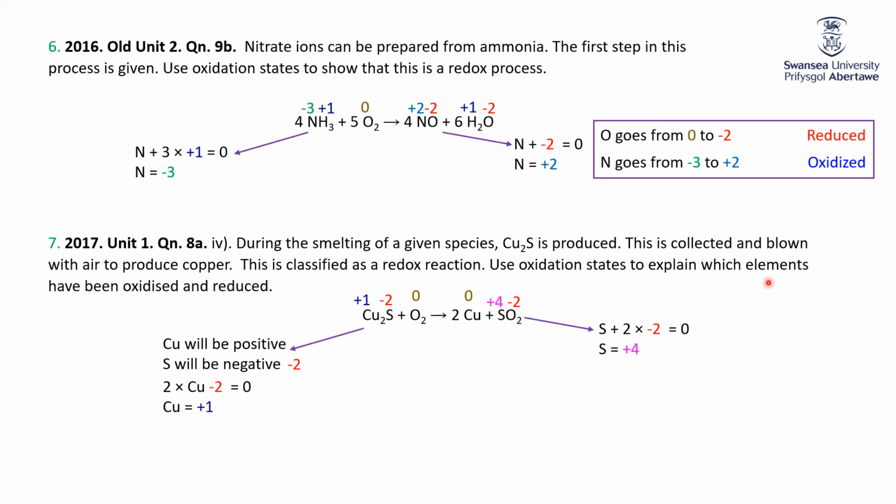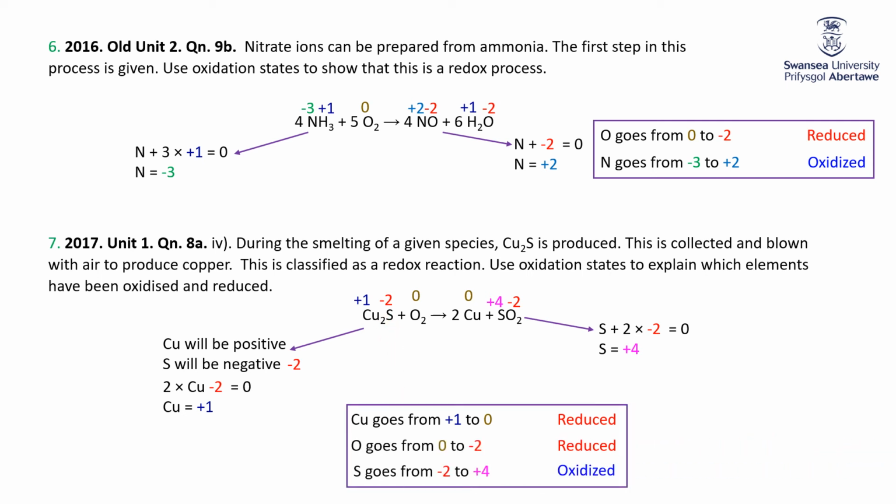So, which atoms have been oxidized and reduced? The copper goes from plus 1 to 0. It's been reduced, therefore its oxidation state has gone down. And the sulfur has gone from negative 2 to plus 4. So therefore it has been oxidized. And also the oxygen, of course, goes from 0 to minus 2, so it too has been reduced. So in other words, you've got to reduce both the copper and the oxygen in order to oxidize the sulfur.